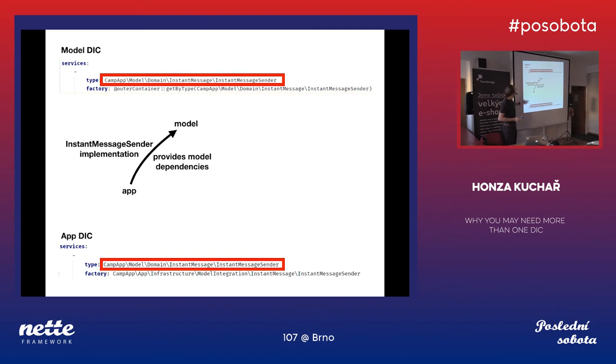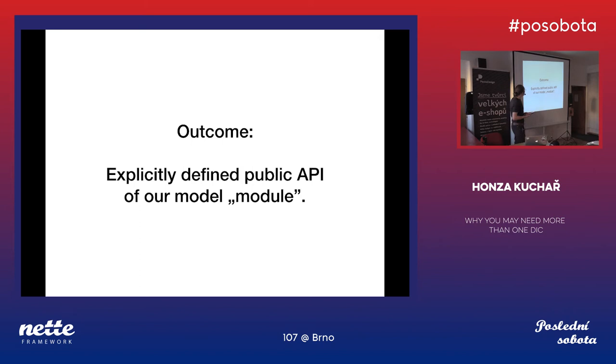And why does it work? Because there is the interface. That's all these two sides have to know about. So the outcome is that we have explicitly stated the public interface of our module. There are no modules in PHP, but we can simulate it at least on this dependency injection level.